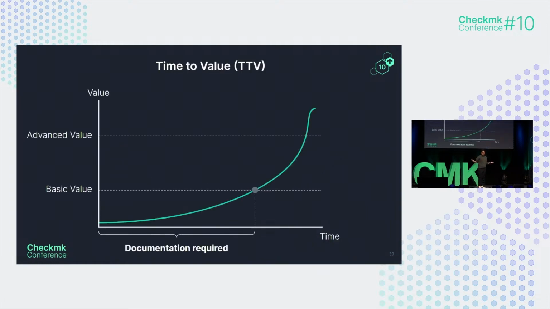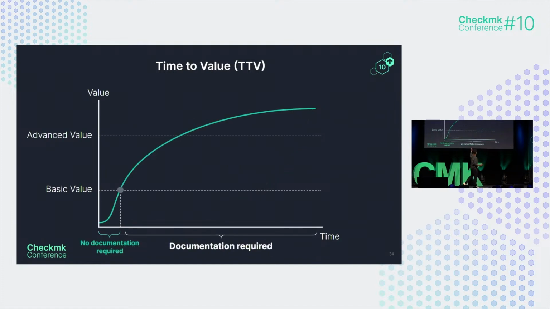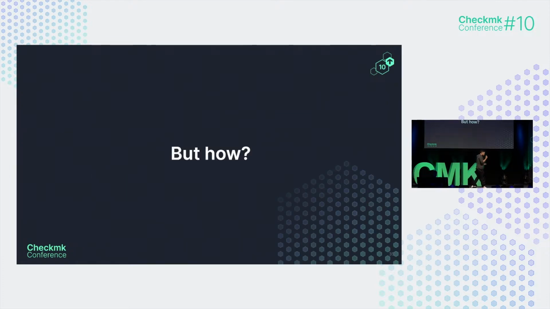And how should I do it? Well, basically, we just need to reverse the graph like this, right? In order to get the basic value, the documentation should not be required. The product should be self-explanatory. It should explain itself. And if you want to get advanced value, sure, we point you to the documentation. Then you can get more advanced value out of the product. But how, right? It's a little bit fortune cookie wisdom, what I said so far. Let me try to walk you through how we tackle this problem.